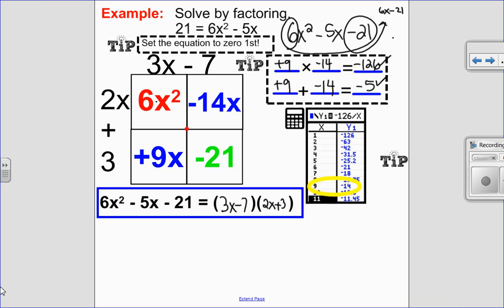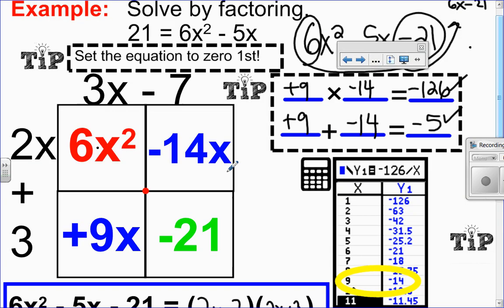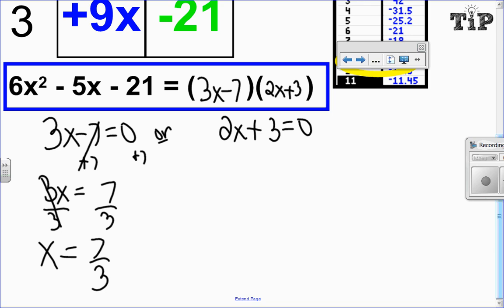So I'm going to set each factor equal to 0. So 3x minus 7 equals 0, or 2x plus 3 equals 0. So here I'm going to add 7 to both sides. 3x equals 7, and then I will divide both sides by 3, and I will get x equals 7/3. Let me make this just a little bit bigger for you to see and scroll down. There we go, that's better. Okay, this one here, I'm going to subtract 3 from both sides to get 2x equals negative 3, and then divide both sides by 2 to get x equals negative 3/2.